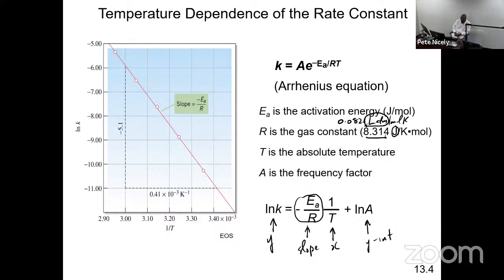So that's basically the relationship between the temperature and the rate constant. And therefore, as the temperature increases, the rate constant increases, which means that the rate of the reaction itself would increase, because the rate constant is directly proportional to the rate of the reaction.